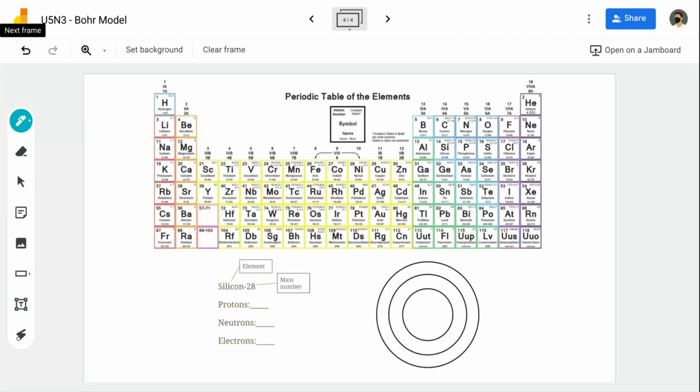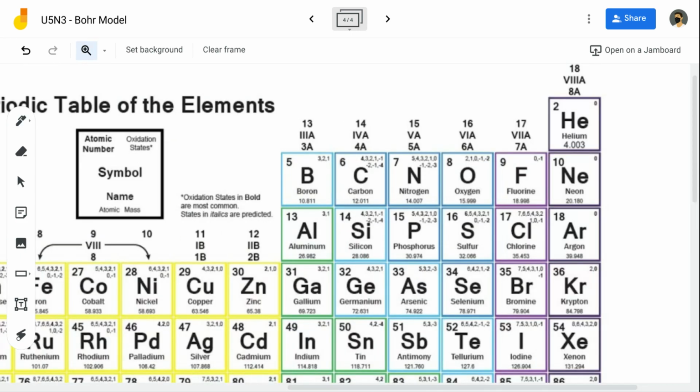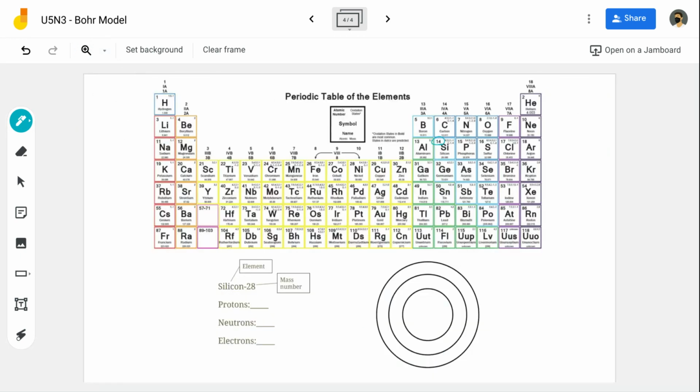For our last example, we have silicon. Silicon we can find with the symbol Si, which I believe is right here. It has an atomic number of 14, and so we are going to write down 14 protons and 14 electrons since they are balanced. Then for the number of neutrons, we're going to take the mass number of 28, and we're going to subtract the number of protons to get the number of neutrons, which is also 14.